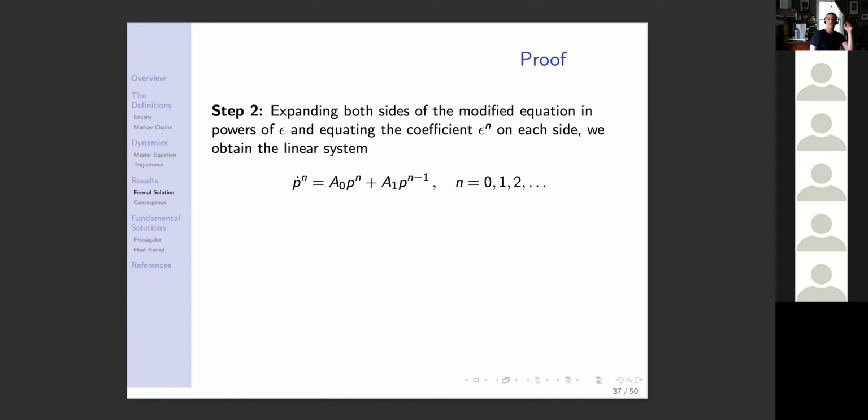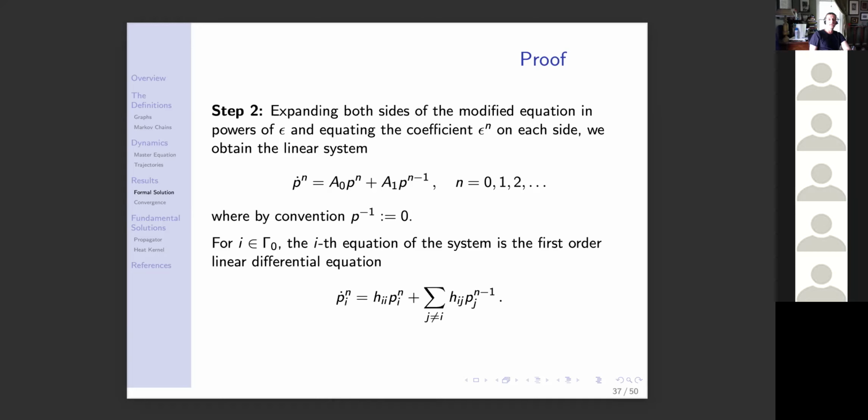And you can do this yourself. What you get is a linear system for each n: the nth coefficient, P dot n, which means the time derivative of P n, is equal to A0 P n plus A1 P n minus one. You can just check that yourself. It's very easy to check. So it's just writing out the equation. I'm using the convention here that P minus one equals zero, because when n equals zero, the equation is P dot n equals A0 P n.